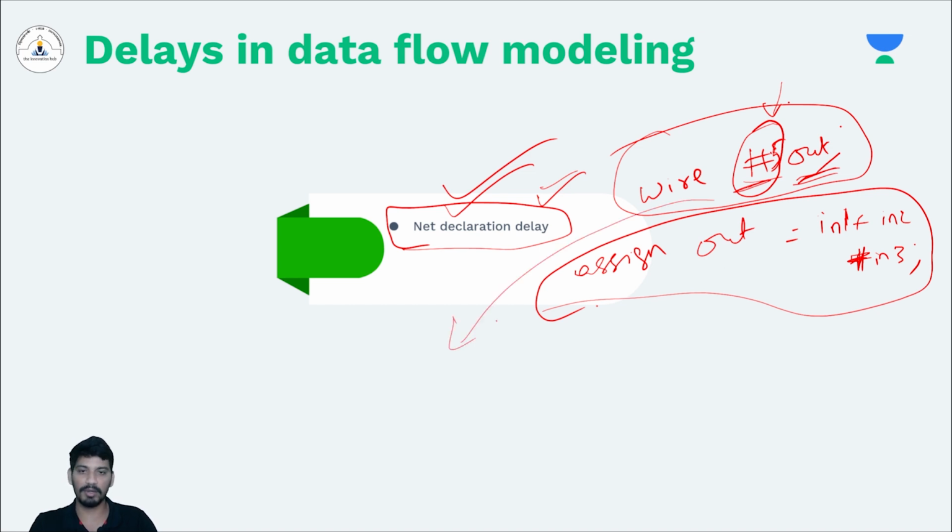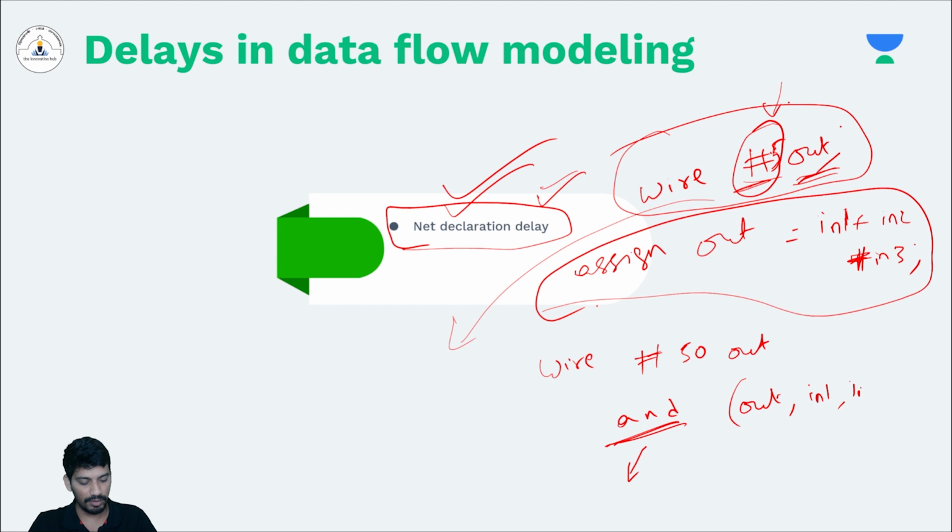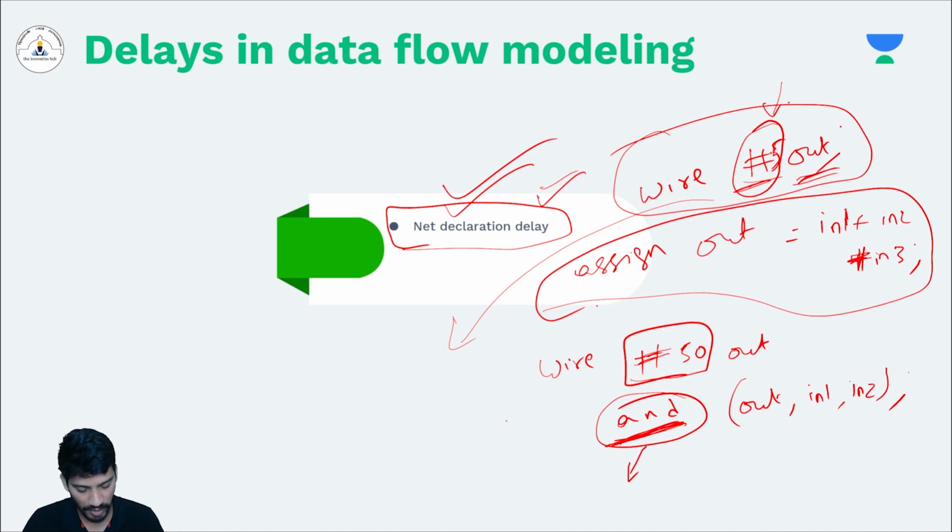The same thing can be applicable in gate level modeling also. In gate level modeling, you can define wire #50 out. If you remember how to do the AND operation in gate level modeling, you call the Verilog primitive and then assign out = in1, in2. So what does this do? It will perform the AND operation after a 50 nanosecond delay. This is net declaration delay in gate level modeling, because we are using Verilog gates here, not expressions or data flow statements, right?